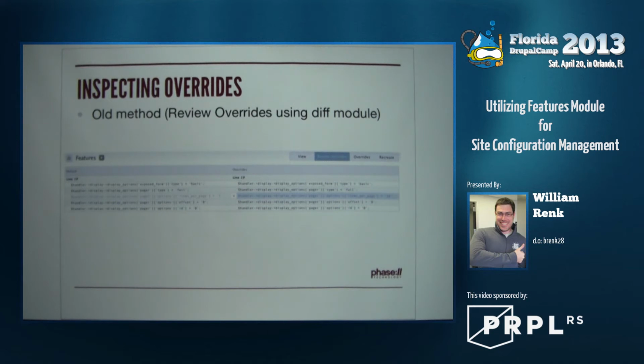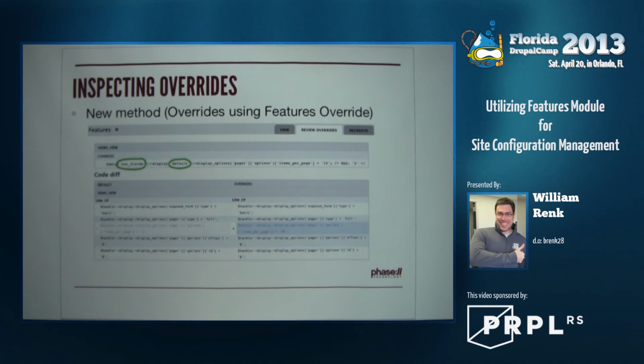Well, I guess this is the use case where they want to change the view. So if you want to still use the existing view, but just in a different way, then you wouldn't necessarily want to create a new view. So new method, override, using features override. That's basically just showing you what the code is.